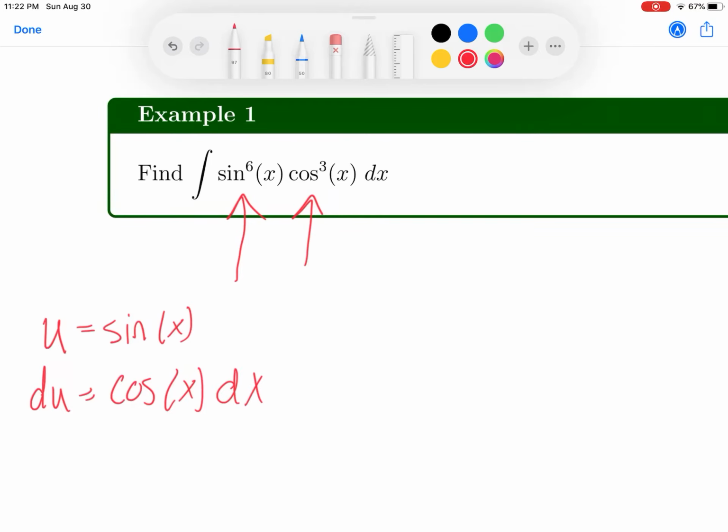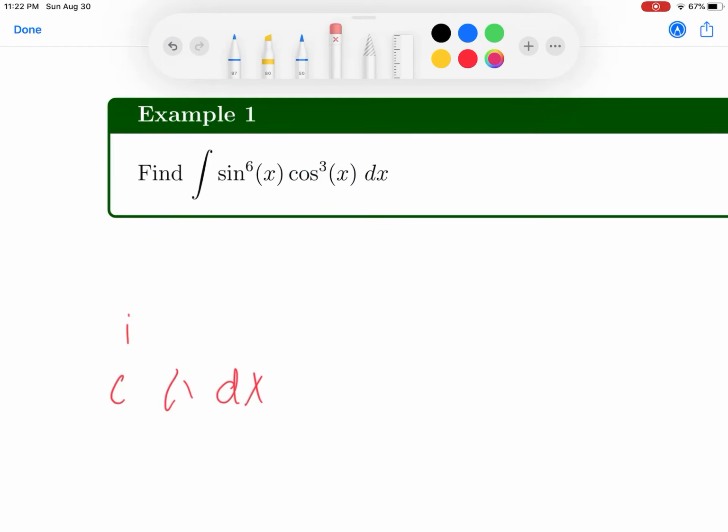Cool. If I do my u-sub, I'm just going to write on top of this. I would have u to the 6th, but my du is not in terms of cosine cubed. Like, what do I do with this, right? So I'm running into a problem here. I'm going to have to do something similar to what I did in the last problem in the sense that I play around with my powers here. So I'm either going to strip off a cosine or I'm going to strip off a sine.